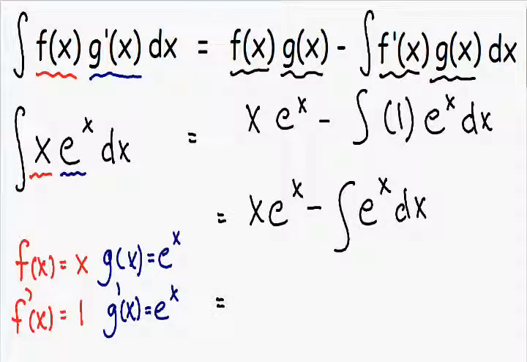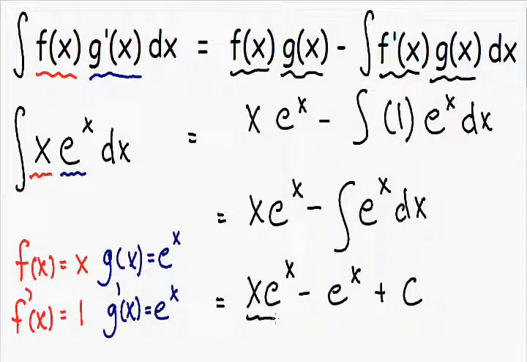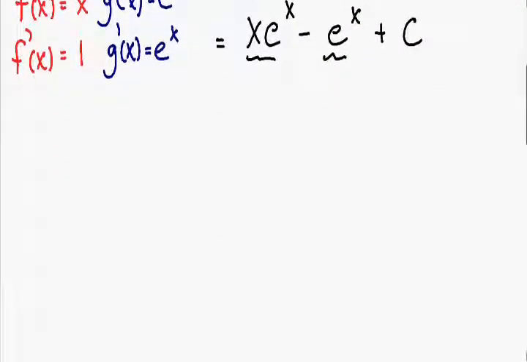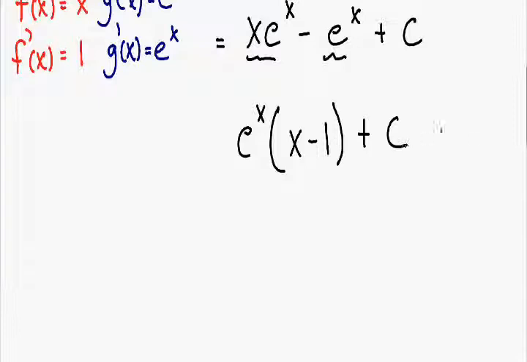Let's continue. We have x times e to the x being subtracted by the integral of e to the x, and the integral of e to the x is just e to the x. Don't forget, we always need to put our plus c. Don't forget about your constant. So this is our final answer. If your teacher is really picky, you can simplify this even further. Both of these terms have an e to the x in common, so you can factor out an e to the x. If we factor out an e to the x, inside of the parentheses we're left with x minus 1. And once again, you can't forget about your plus c. So this is the solution to our example.